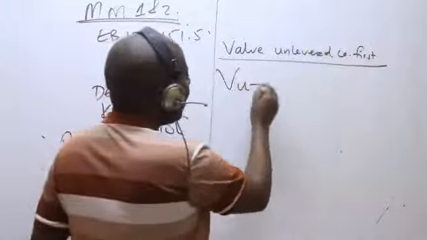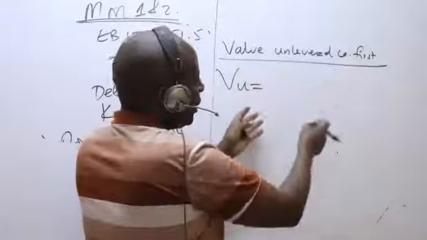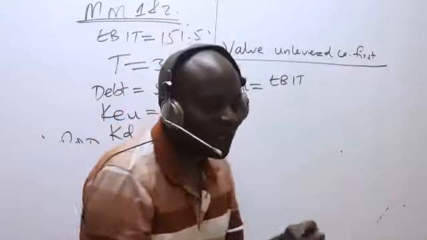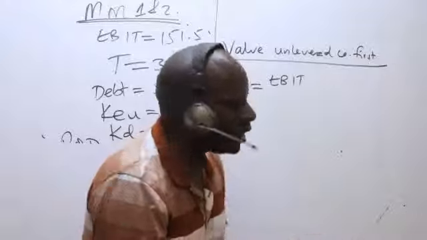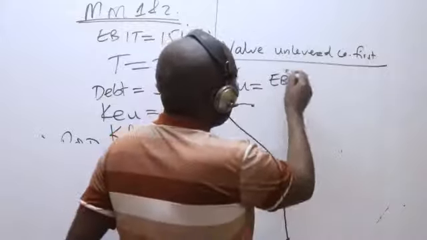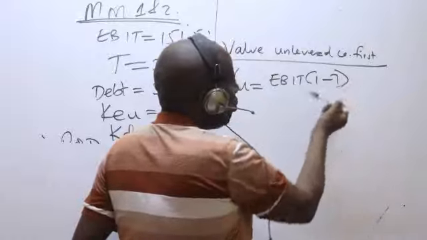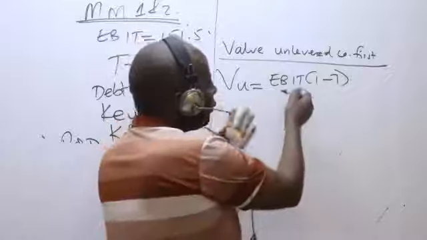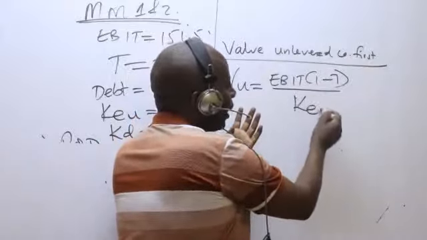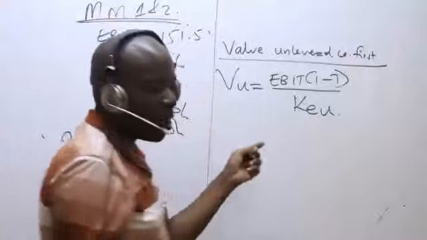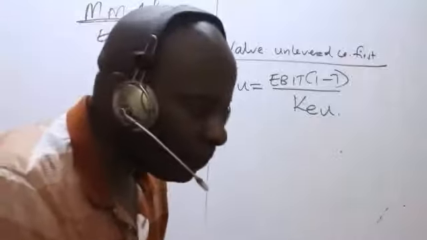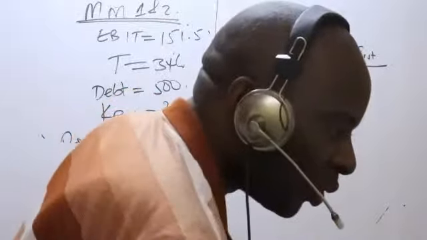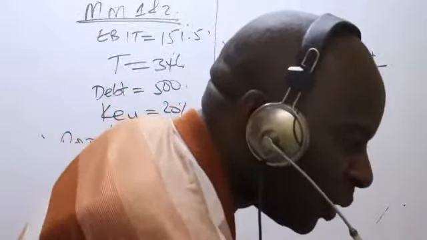The value of the unlevered firm will be the amount we shall receive, what we call the EBIT. If you wish, you can say minus interest, but we don't have interest here. So in this case, it will be EBIT times 1 minus tax, and then divided by the cost of capital of an unlevered firm, which is always called Q.